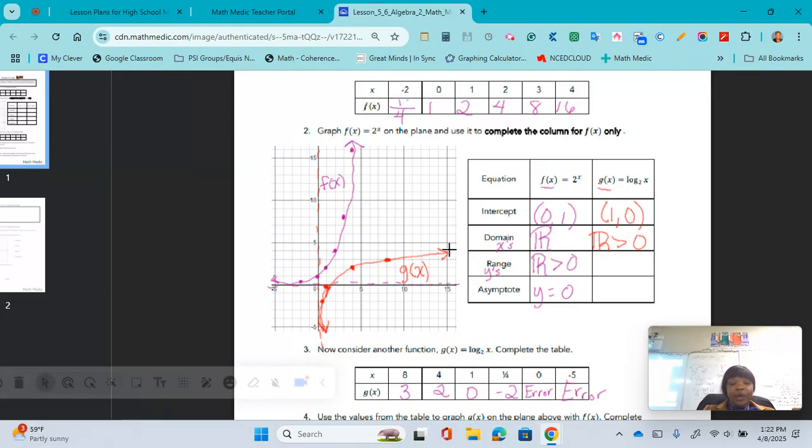The range, which is our y value, going up and down. This graph goes down forever, and although slanted, it goes up forever. So our range will be all real numbers. Our asymptote is where the graph never touches. Our graph will never touch where our x equals 0.